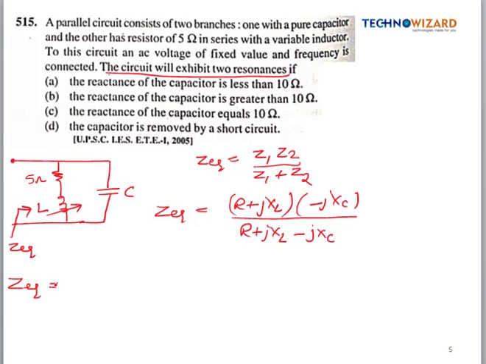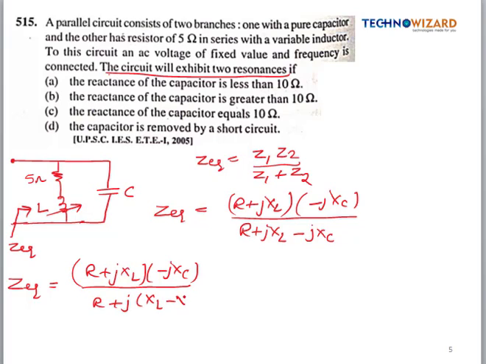So Z equivalent is given by (R plus j XL) into (minus j XC). In the denominator I am taking j common, so this will be R plus j (XL minus XC). Now let's rationalize this equation.